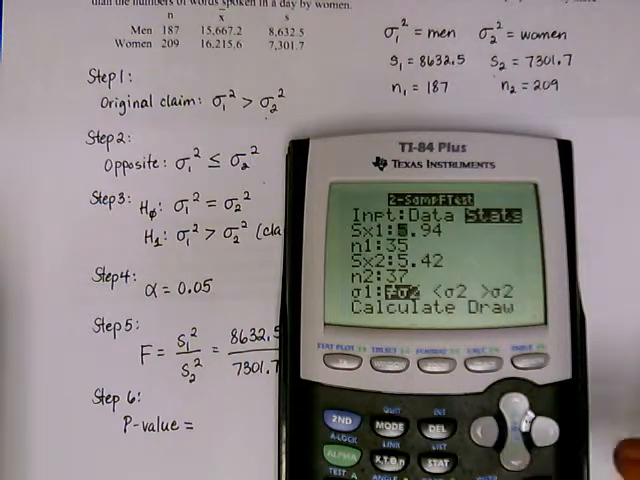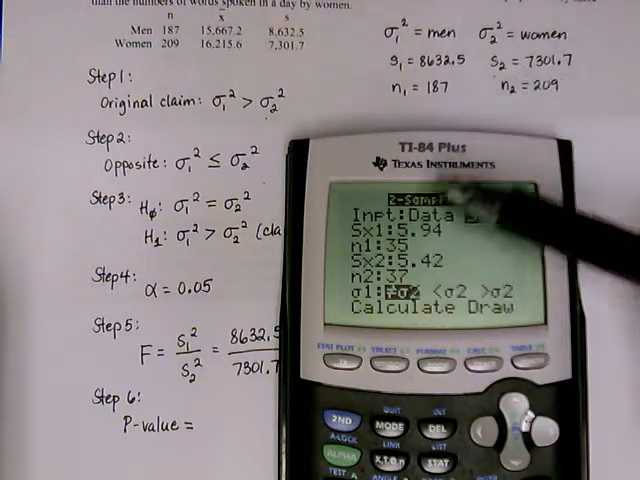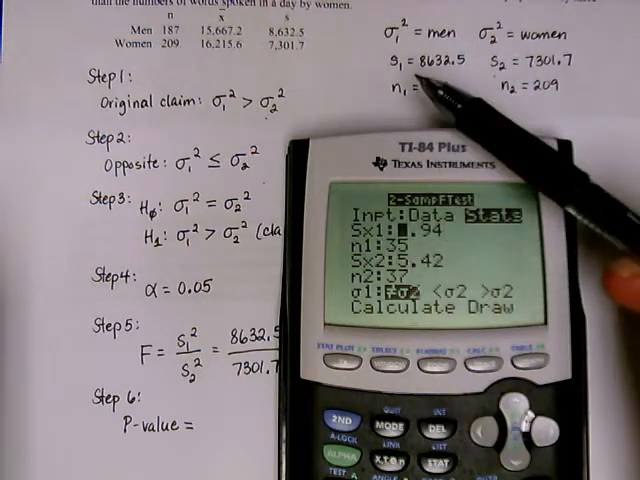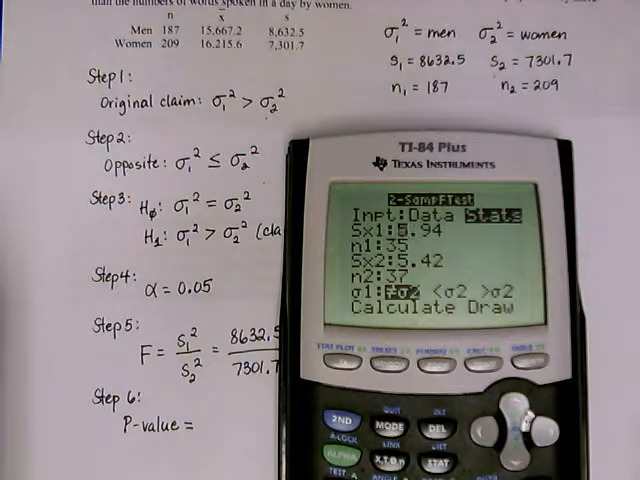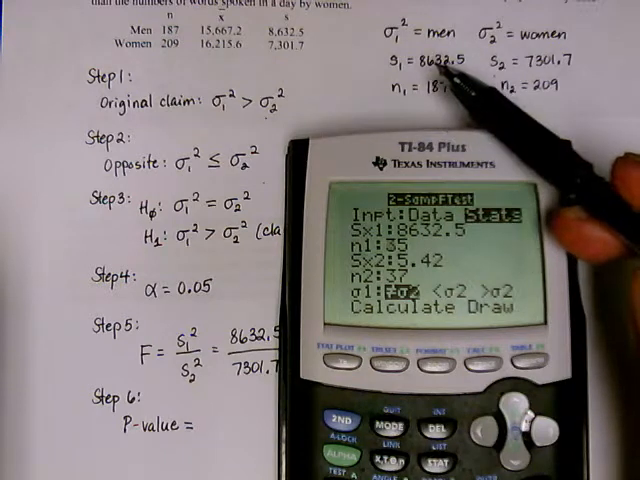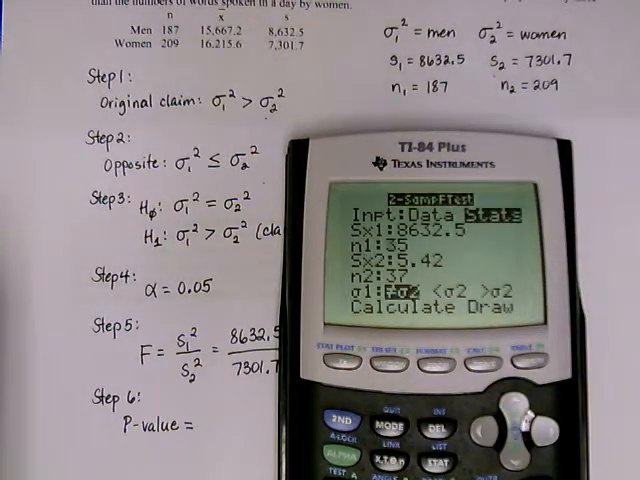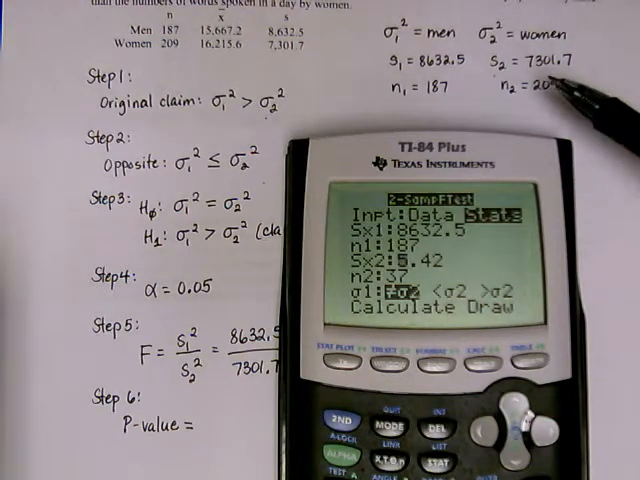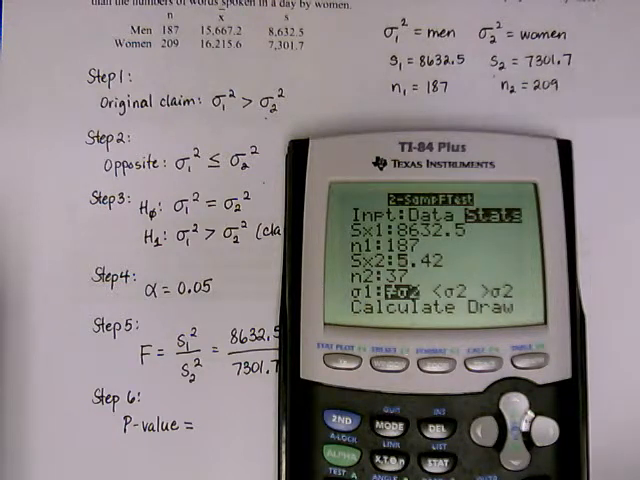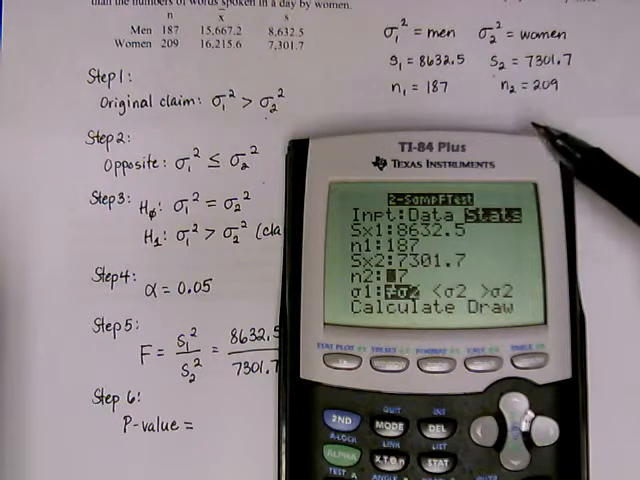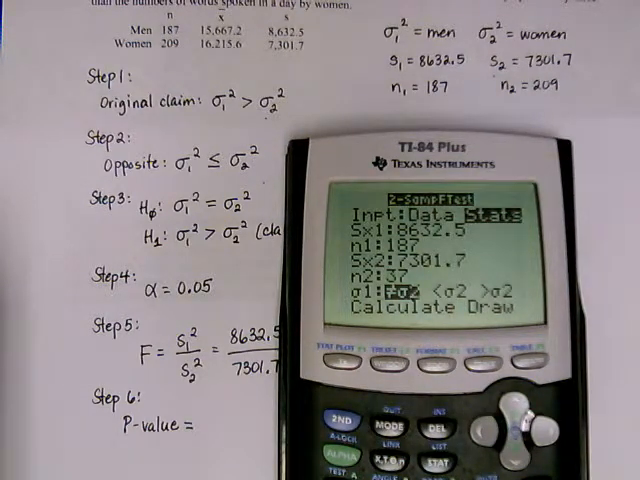Okay. Then press your down arrow key. We're letting the sample standard deviation of the first one be 8632.5. So we type that in, press enter. From that sample standard deviation of 8632.5, the first sample size is 187. And then the second sample standard deviation is 7,301.7. And then its second sample size is 209.